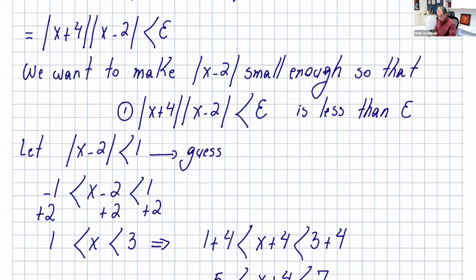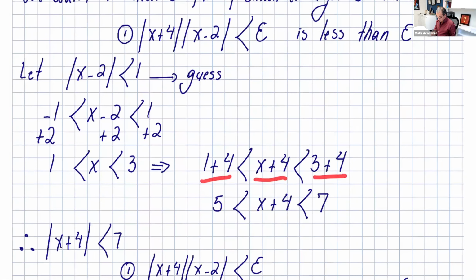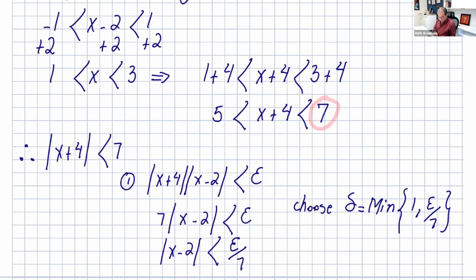Let's just put the absolute value of x minus 2 less than 1. Then x minus 2 is between negative 1 and 1. Then x will be a number between 1 and 3. You isolate x. But what we want to see is what happens to x plus 4. If you add 4 to all three sides, then x plus 4 will be a number between 5 and 7. So x plus 4 cannot be greater than 7, so we can pick 7 here. And we know, therefore, the absolute value of x plus 4 is less than 7.